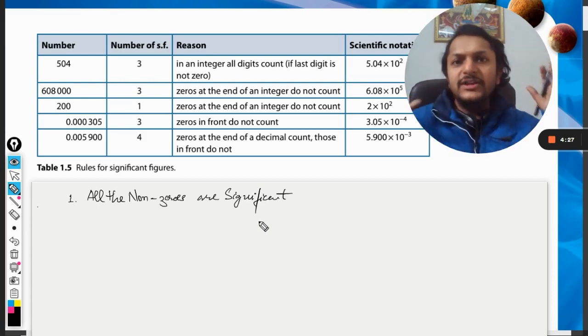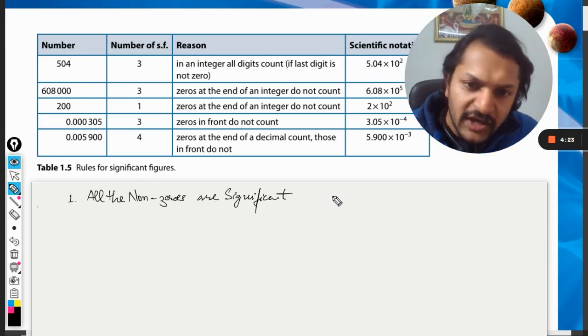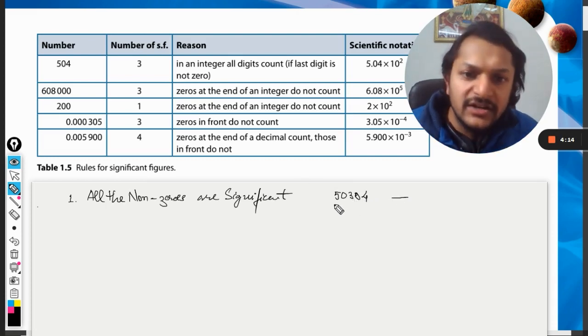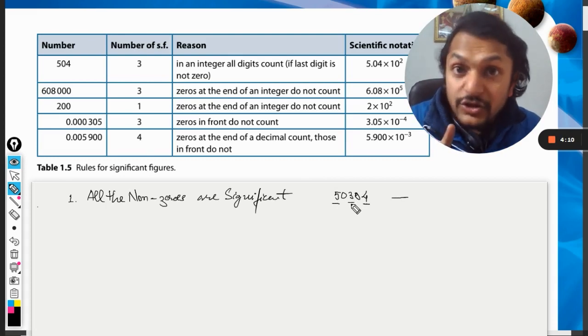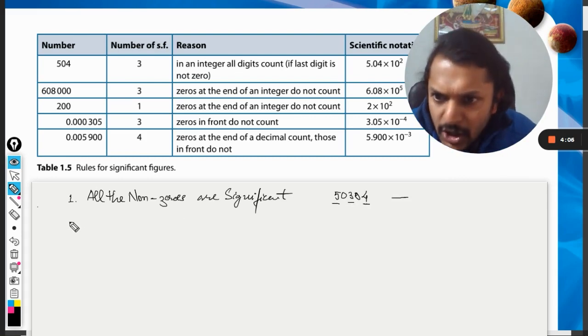Okay, so all the non-zero digits will be taken as significant. So if I take the example of, let's say, 50304, I'm definitely sure that there are three significant figures. I'm not sure about the zeros though, but the non-zeros are always significant. Rule number one.